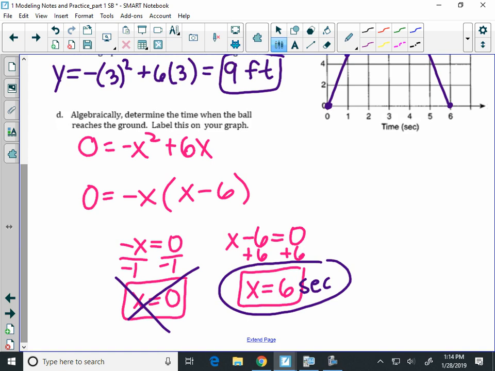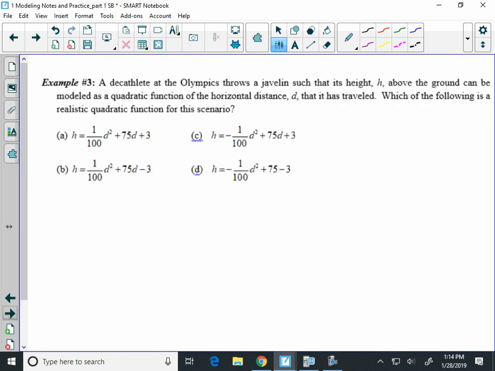One more problem. It's multiple choice. We're talking about a decathlete. Do you guys know what a decathlete is? They do everything. So what does deca mean? 10. So they don't have it in high school, but in college and professional, there are decathletes. So they do things like javelin, the 200, the 100, the 400, the 800, long jump, high jump. They do everything.